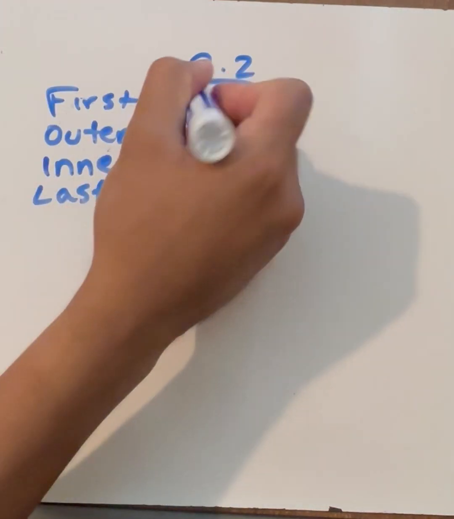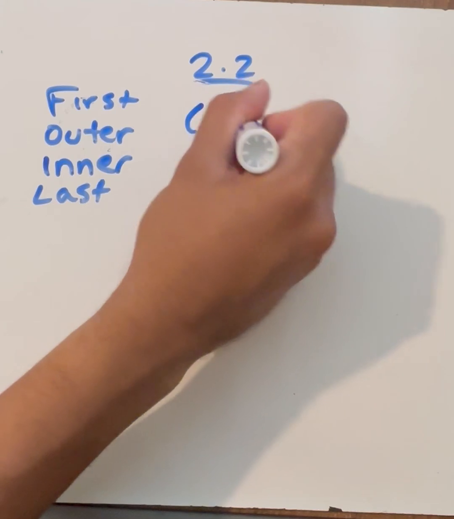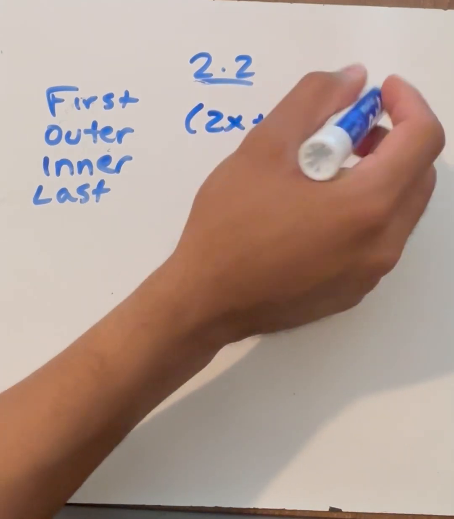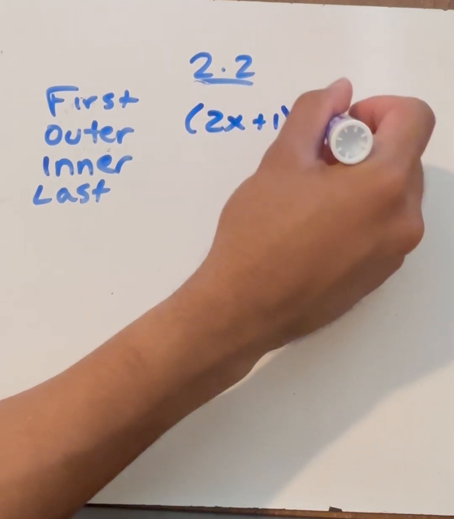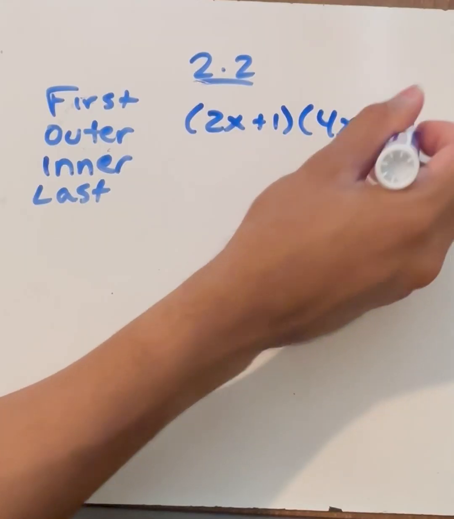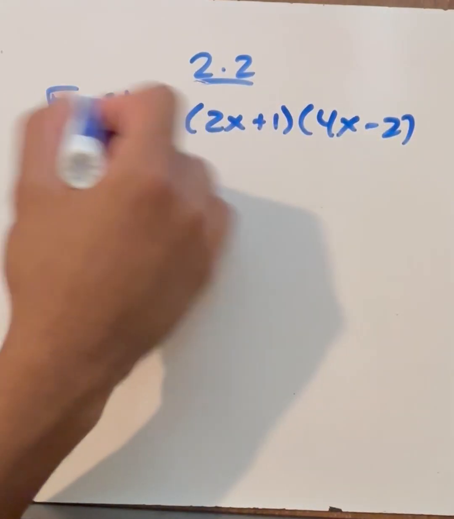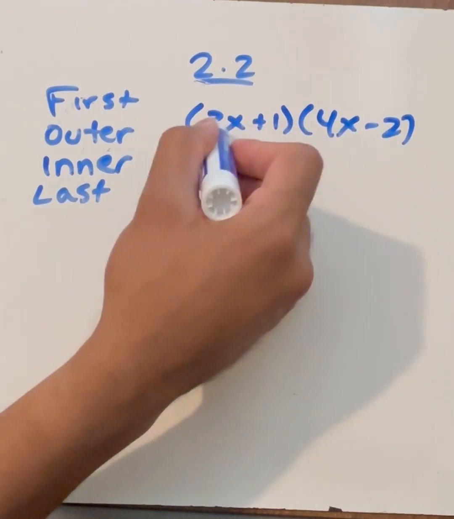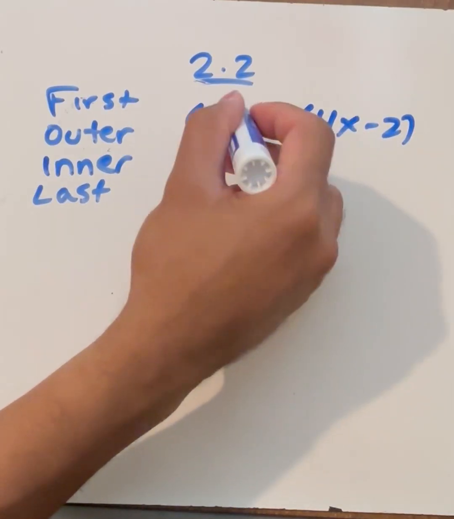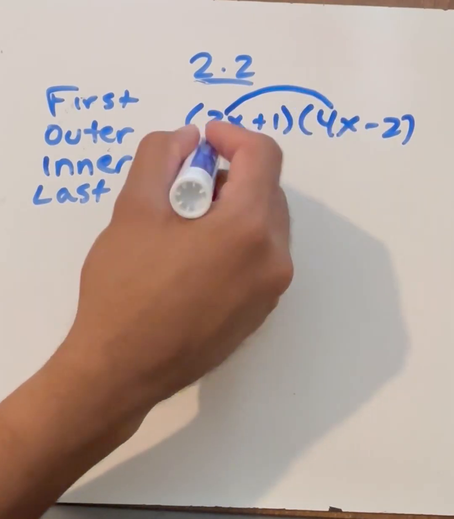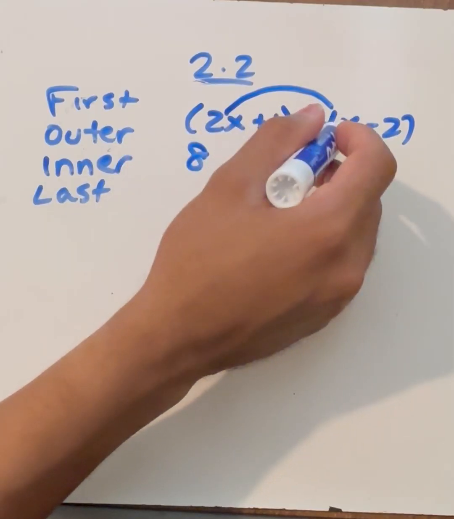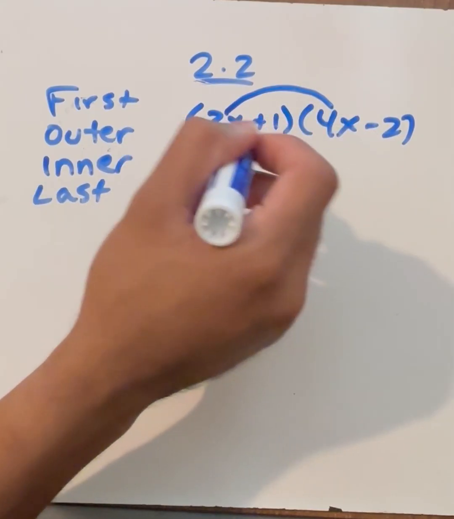So let's go 2x plus 1 and 4x minus 2. So 2x plus 1 times 4x minus 2. First is the first terms that show up in both polynomials. So this one shows up first in this one, and this one shows up first in this one. 2 times 4 is 8. x times x is x squared. Remember that, x times x is x squared.